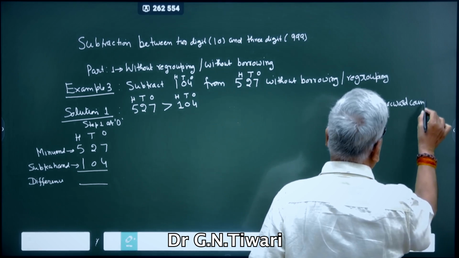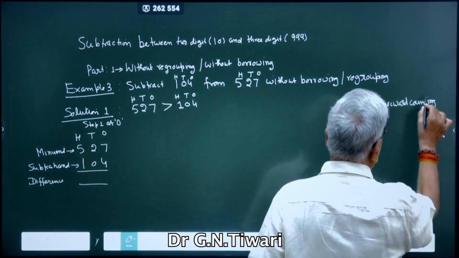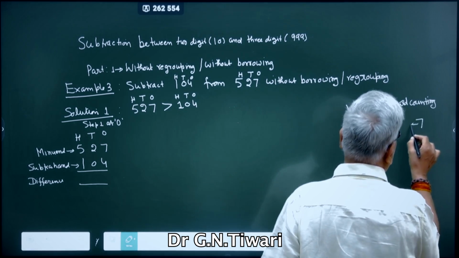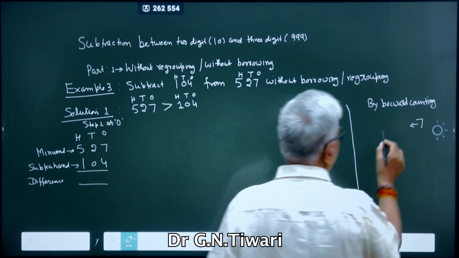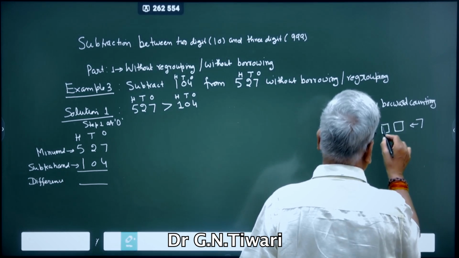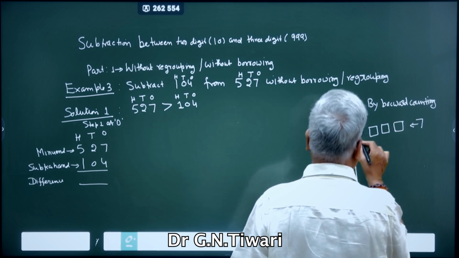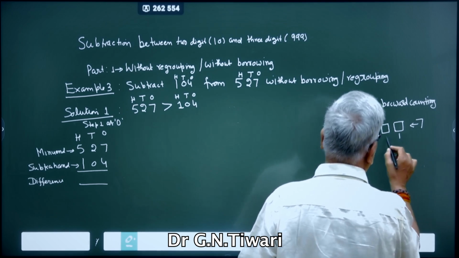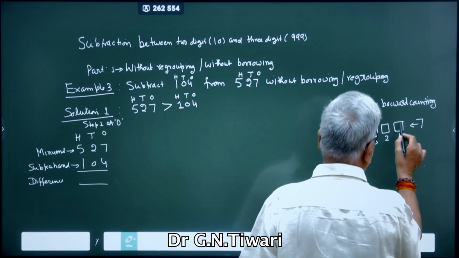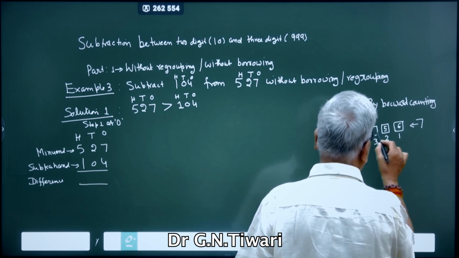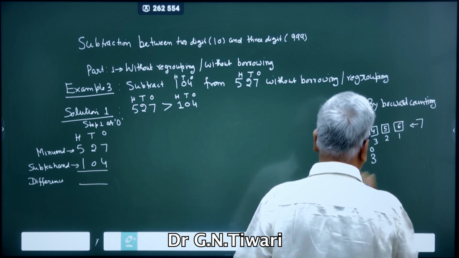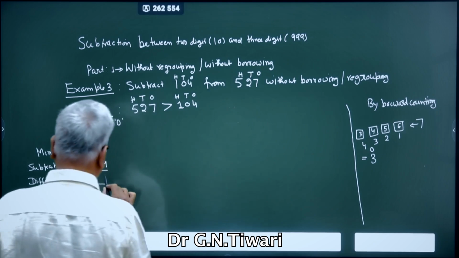This is very, very important. Each term, so I'm just putting 7 here. Backward counting: 4, 1 square, 2 square, 3 square, 4 square. 1, 2, 3, 4. Before 7, back counting 6, 5, 4, 3. So write 3 here very easily.